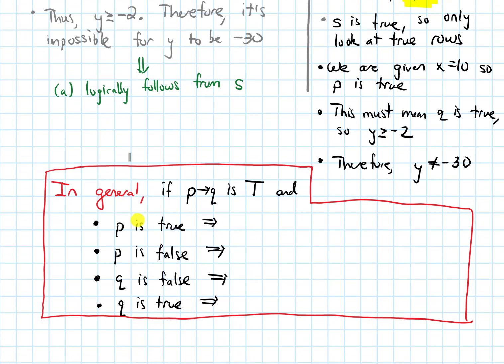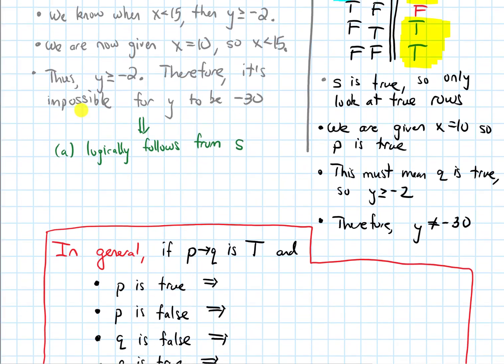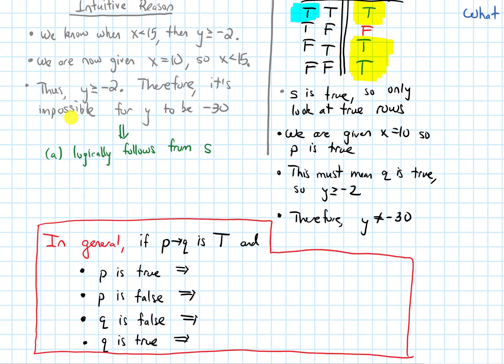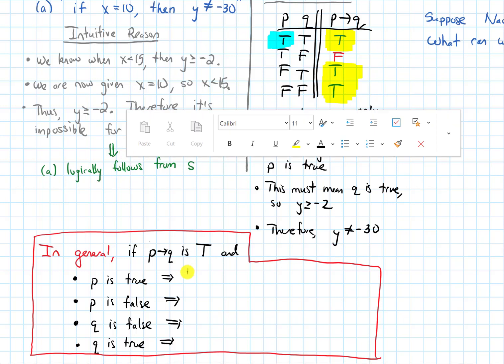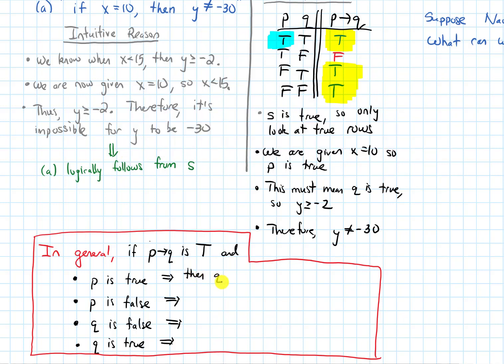Okay, so in general, let me zoom it out a little bit so I can still look at my truth table while doing this. Okay, so in general, if my implication P implies Q is true, and in addition, P is true, that means we're in the top row. The whole implication is true, and P is true. That's the one that we just did in this example. Then we can conclude that Q has to be true. So if P implies Q is true and P is true, that must mean Q is true.